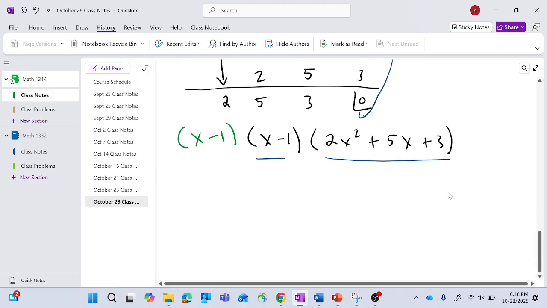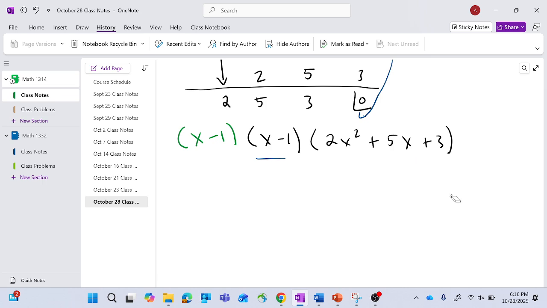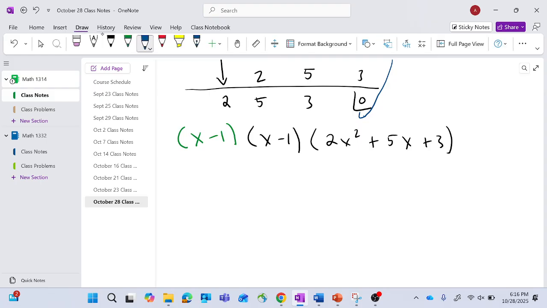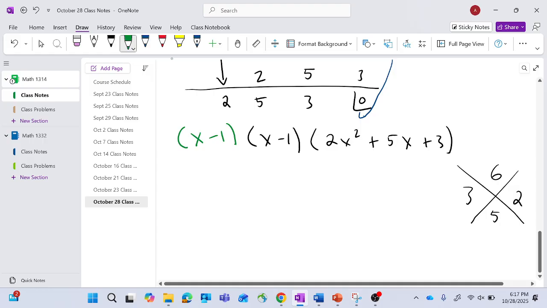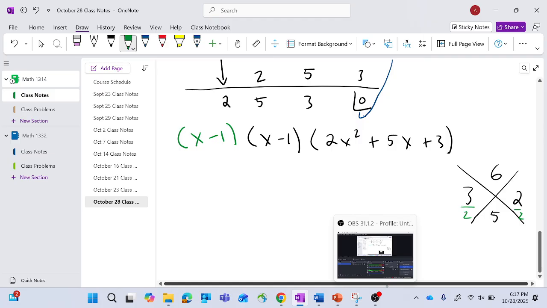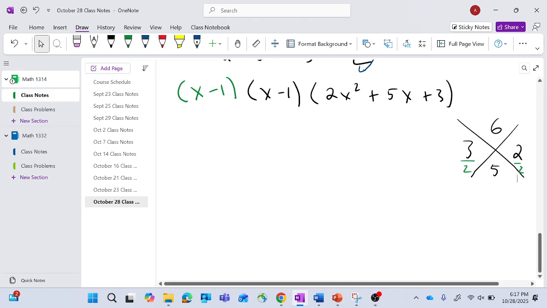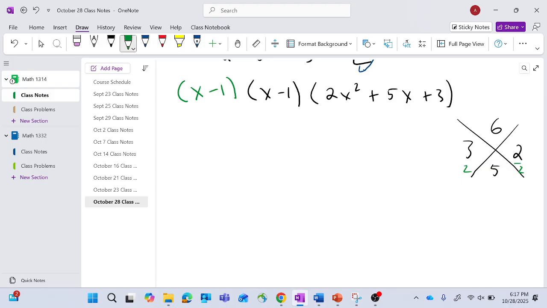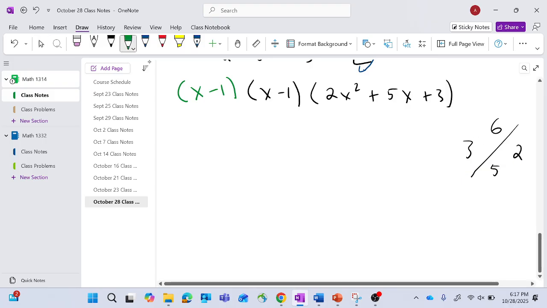And now 2x squared plus 5x plus 3, you can do synthetic division again if you want to, but once you get to this part, it's a lot easier to just factor by hand. So in this case, I want factors of 6 that add up to 5. And that's just 3 and 2. And just divide these by 2. So I'm just going to rewrite it right here. I have 3 and 2.